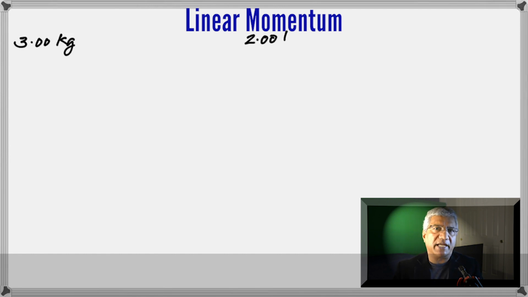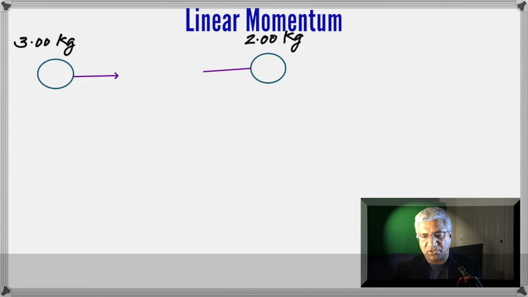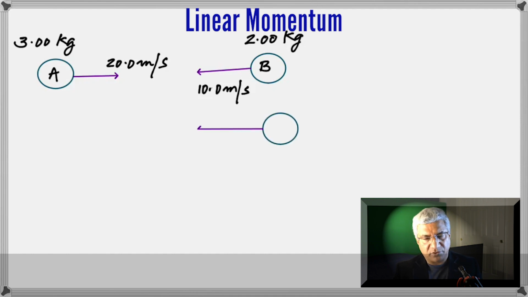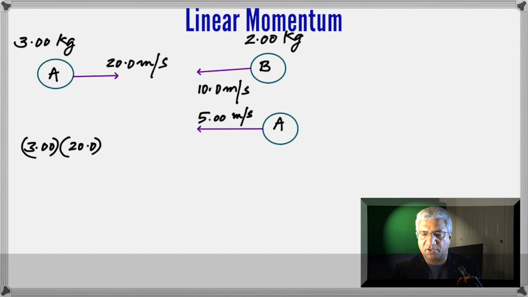I'm trying to make this question diagrammatically so there won't be words and sentences. So there is a 3 kilogram object moving at 20 meters per second to the right or to the east. Then there is a 2 kilogram object moving at 10 meters per second to the left or to the west. So there are A and B, and after collision, the velocity of object A is changed to 5 meters per second. So object A after collision has a velocity of 5 meters per second, and you're asked to find the velocity of object B after collision.